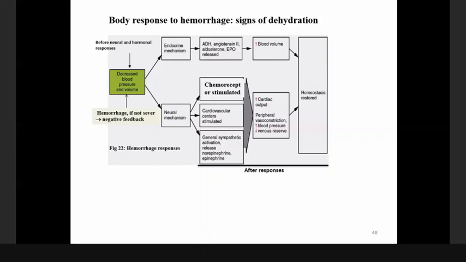what will happen? What is the next step? What is the next process in your body? Increased cardiac output. You know, cardiac output is the amount of blood that leaves the heart in a minute. Okay, it's called cardiac output, and I told you that is 5 liters per minute normally. The average cardiac output in a normal subject is 5 liters per minute. The next is peripheral vasoconstriction.